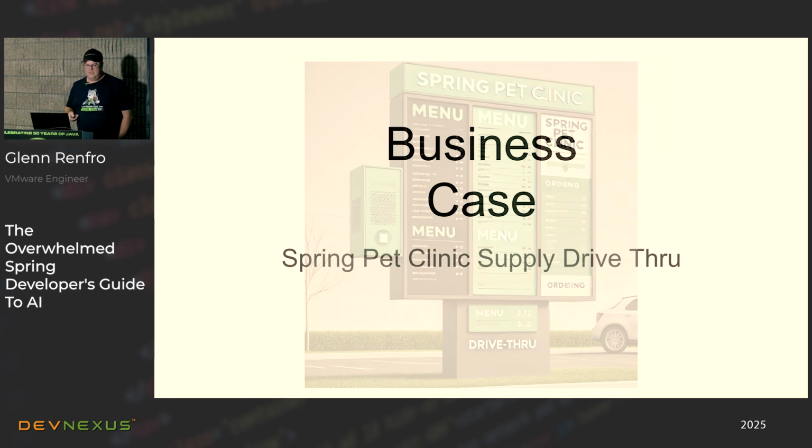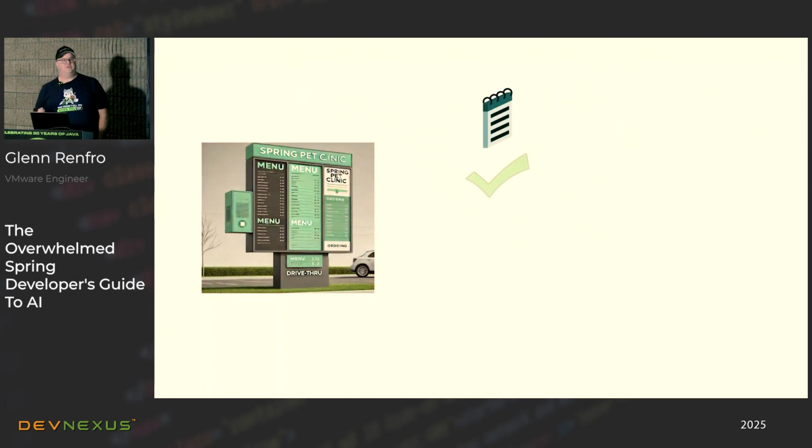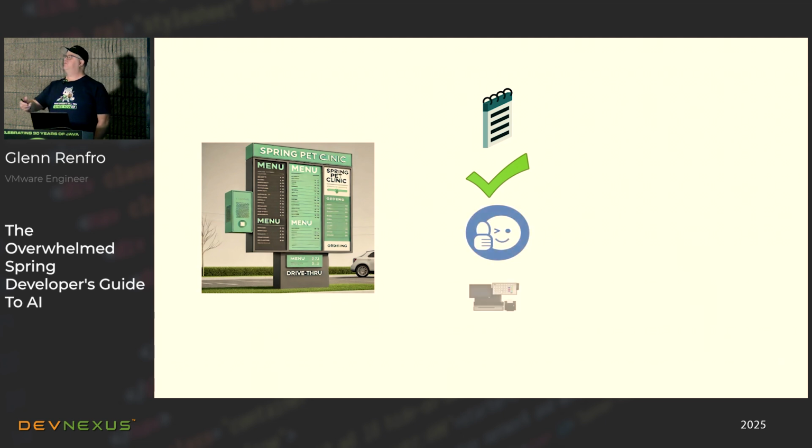To do that, we want AI to be able to receive the person's order. Then we want to verify that the items they order are actually on the menu. Thirdly, we want to repeat back to them the order and say, is this what you ordered? And lastly, send that order on to fulfillment. Can we do that?